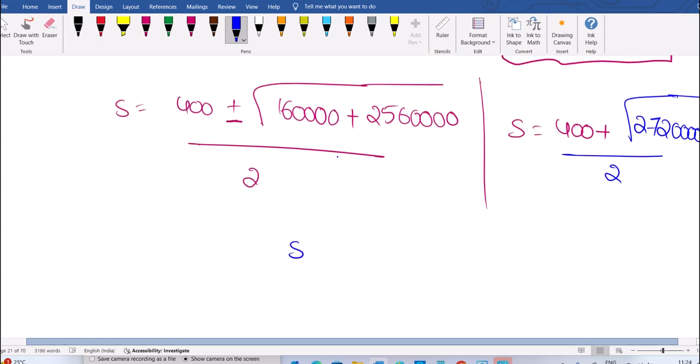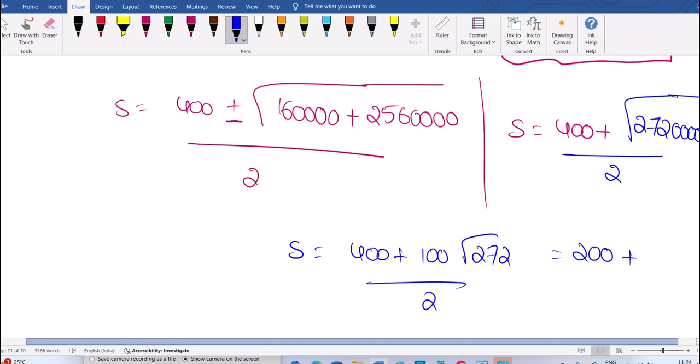So approximately we may get some answer. So 400 plus, those 4 zeros are there, coming out 2 zeros will come. 100 square root of 272 divided by 2, which is 200 plus 50. Root 272 can be approximated as 16 plus something. Square root of 289 is 17 and 256 is 16, so this may be approximately 16.5.